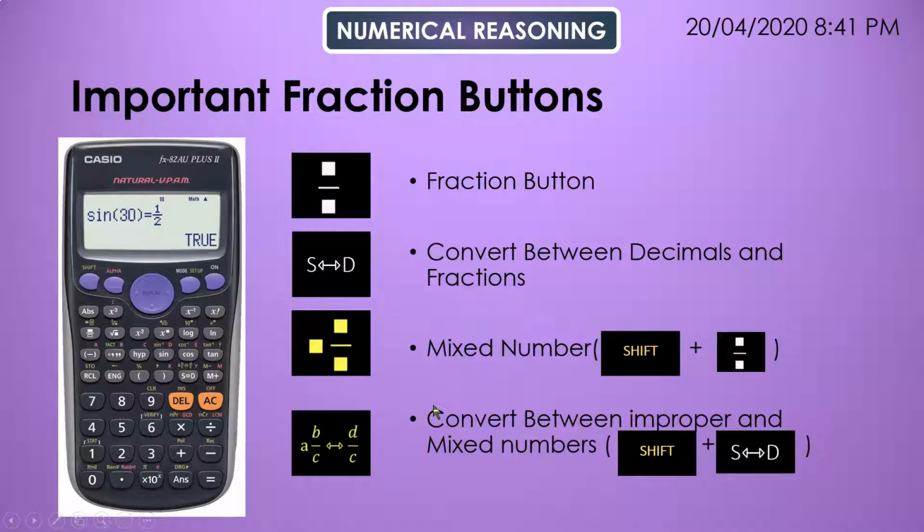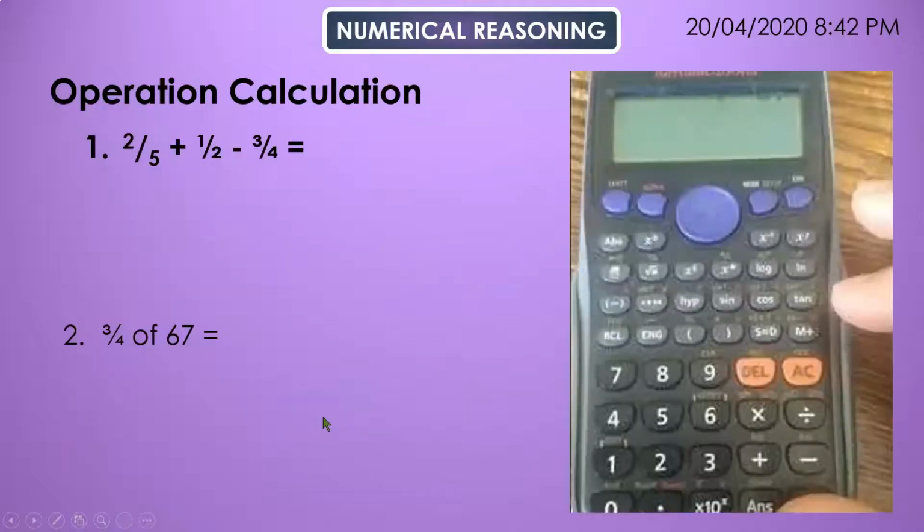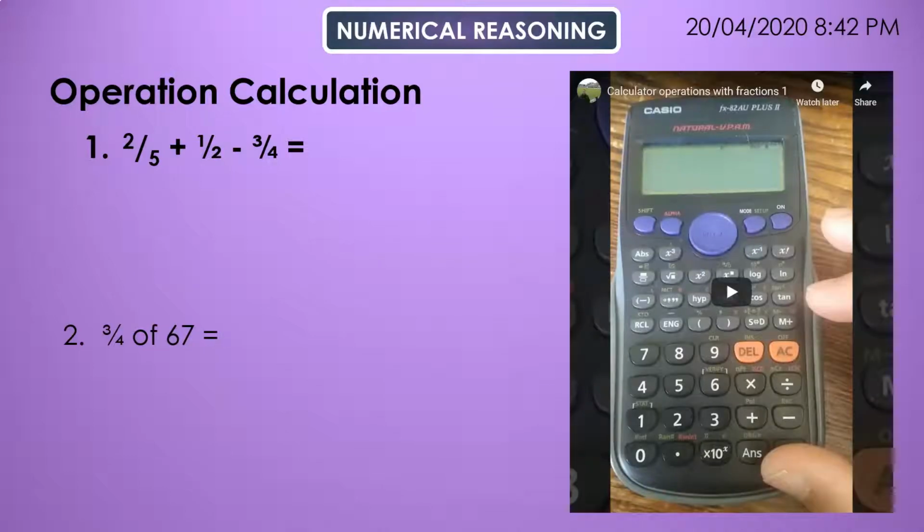This is a really good page to try and summarize. Make sure you can find those buttons on your calculator. If you're using the emulator or if you have a graphics calculator, there's equivalent buttons. You're looking at using the ABC button for the fraction button, FD to convert between decimals and fractions, and to convert between improper fractions and mixed numbers, you use Shift FD as well.